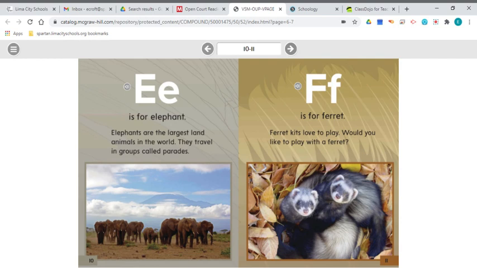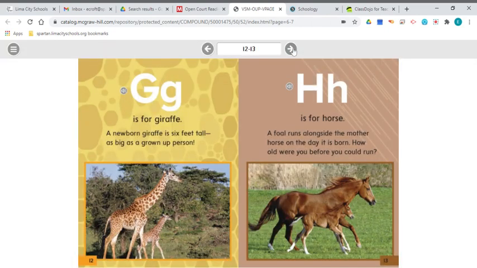Now it looks like my prediction might be right. The pattern is continuing on every single page where you have an uppercase letter and a lowercase letter and then an animal that starts with that letter. G is for giraffe. A newborn giraffe is 6 feet tall, as big as a grown-up person. H is for horse. A foal runs alongside the mother horse on the day it is born. How old were you before you could run?